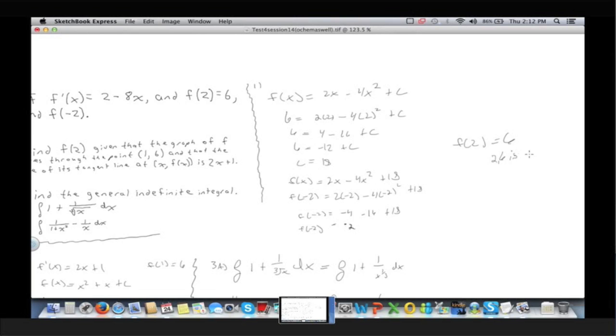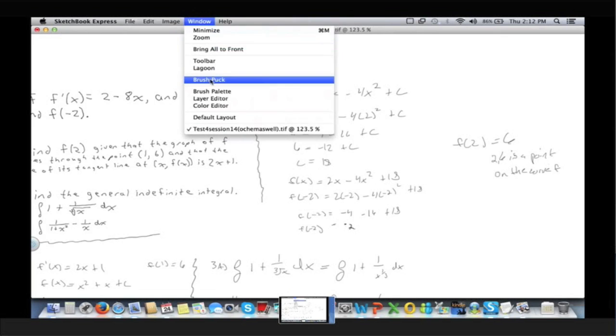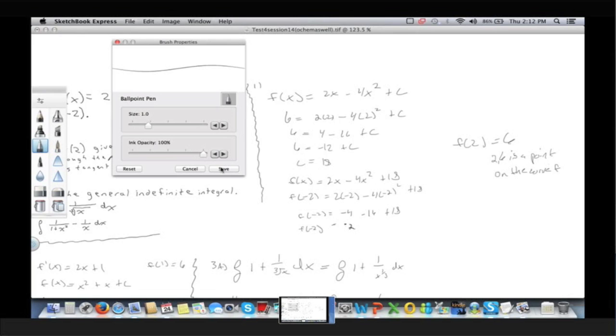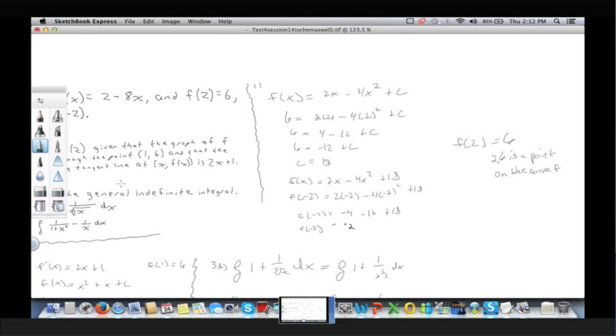But let's put it another way as well. 2, 6 is a point on the graph of f. Or 2, 6 is a point on the curve f. The reason I'm putting it that way is because that's the terminology that was giving us trouble yesterday. But what you said was right too. The way we usually write points is in parentheses. So you can put the 2, 6 in parentheses.